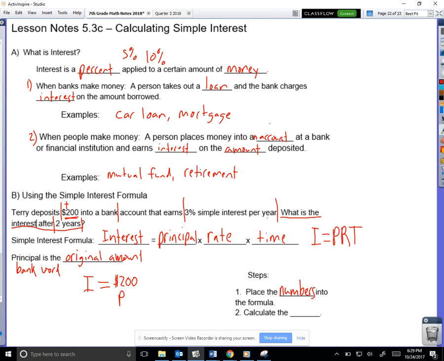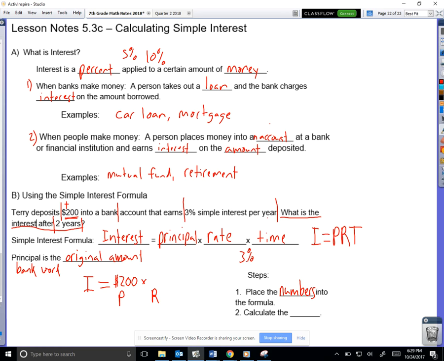Okay, so there's my principal, times the rate, and the rate is the percentage of the interest. My rate is 3%, and I need to change that to a decimal before I can do any math on it. Percents have to get changed to a decimal.